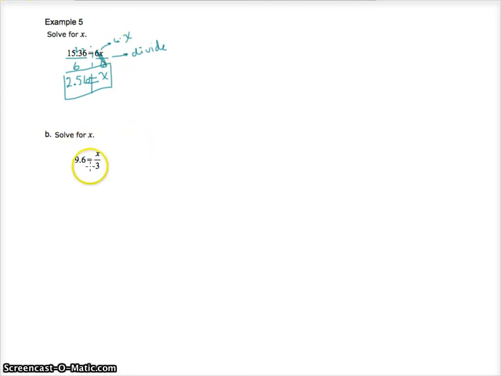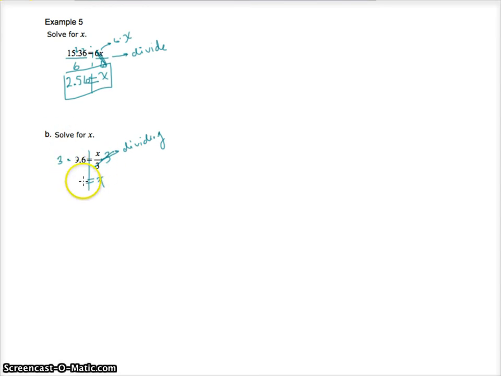In example B, it says that 9.6 equals x over 3. Remember that the bar means we are dividing. In order to undo division, I must multiply by that number. So the opposite of division is multiply, so I'm going to multiply by 3 on both sides. So times 3 and times 3. My 3's are going to cancel, I'm going to be left with x equals, and then I've got 3 times 9.6.